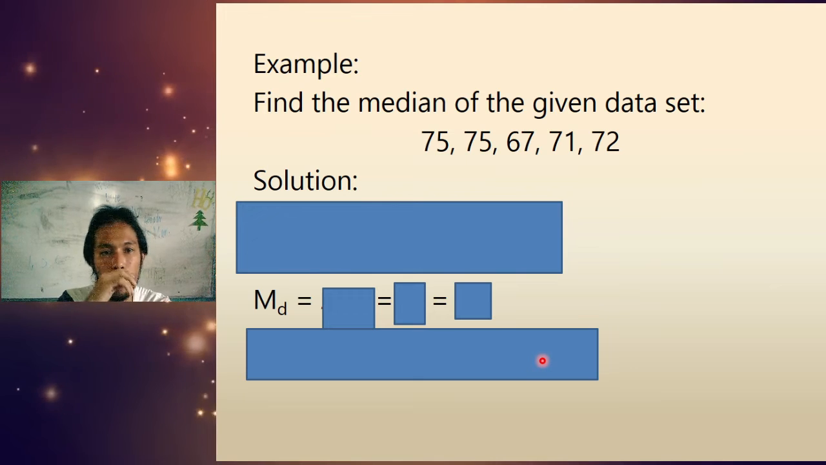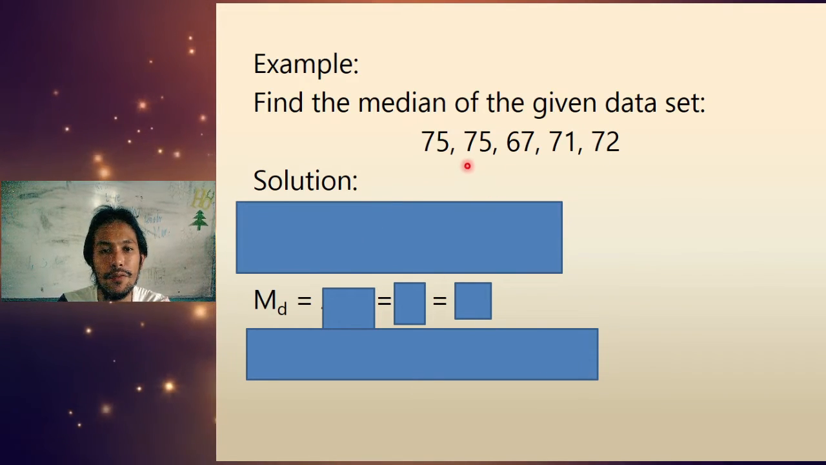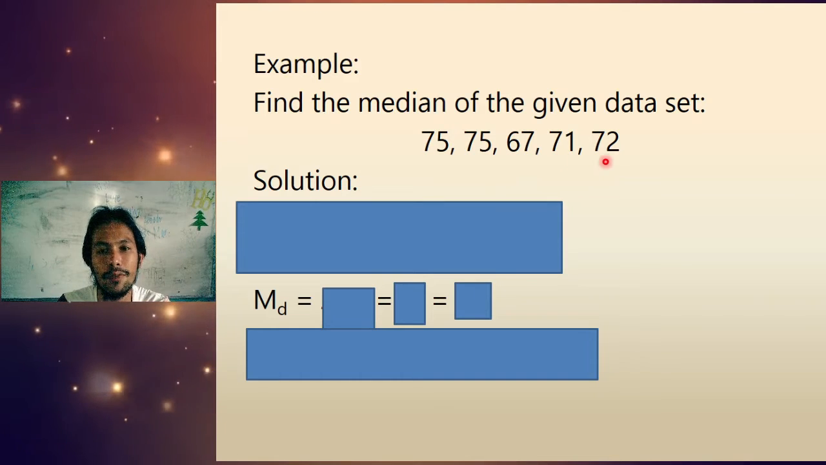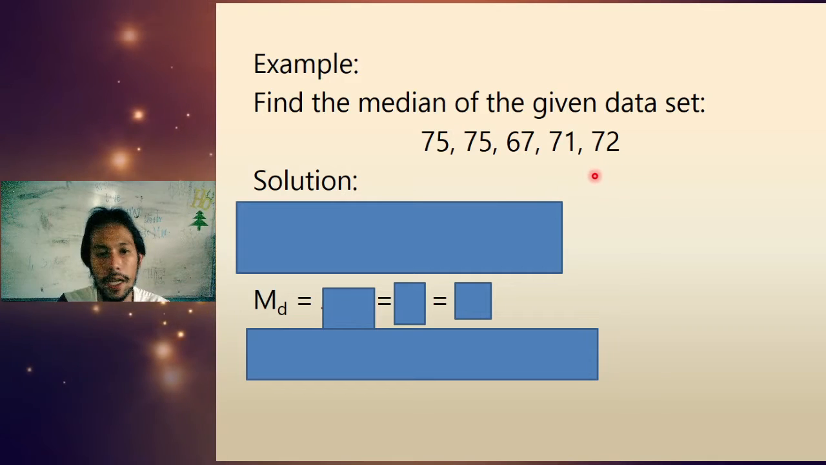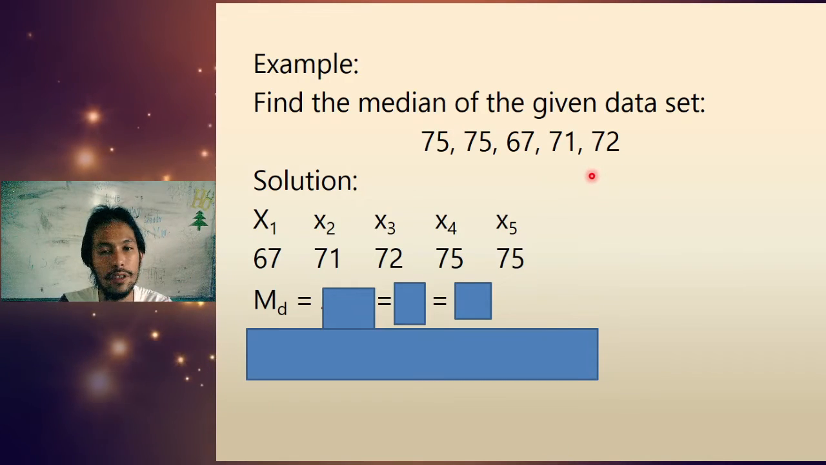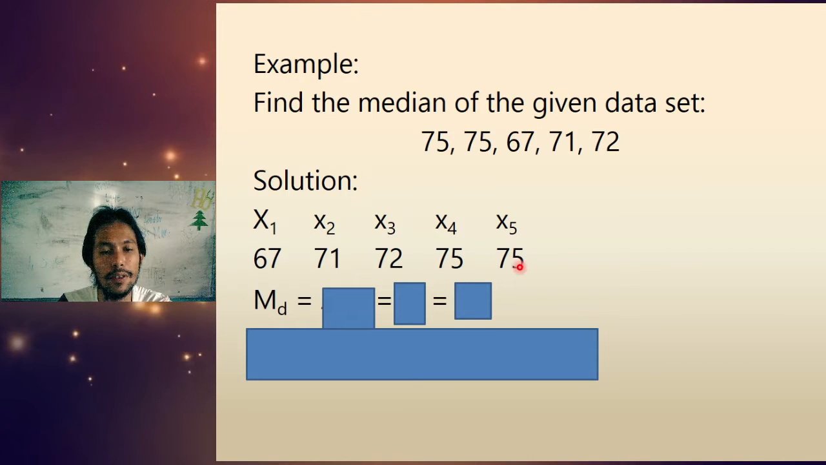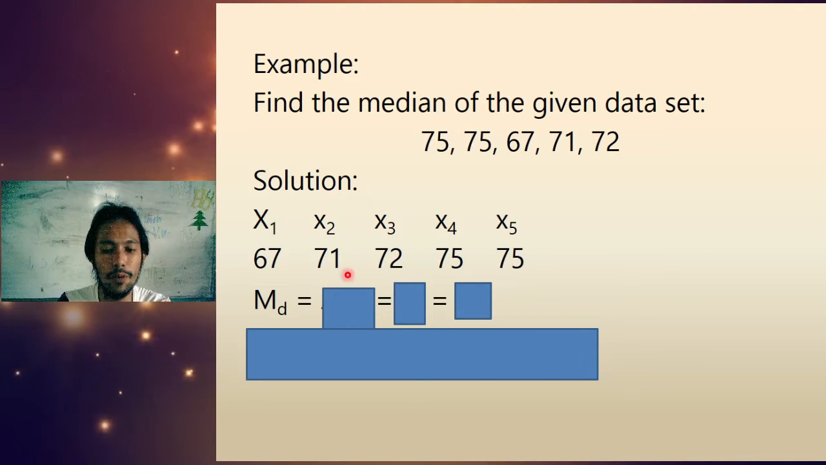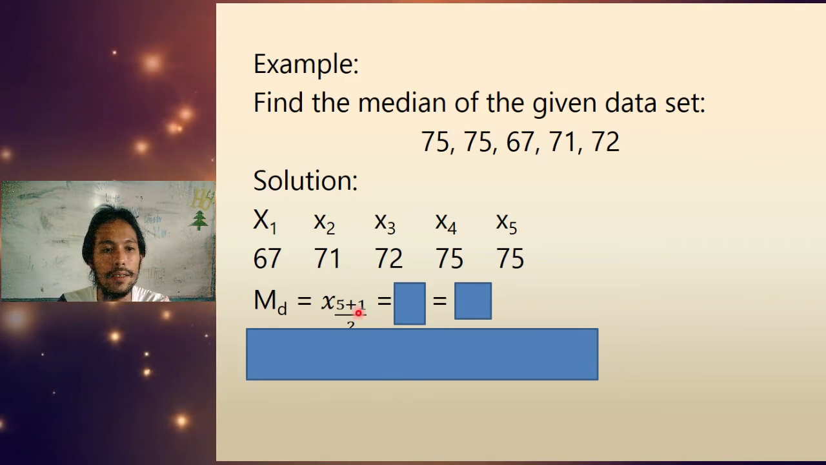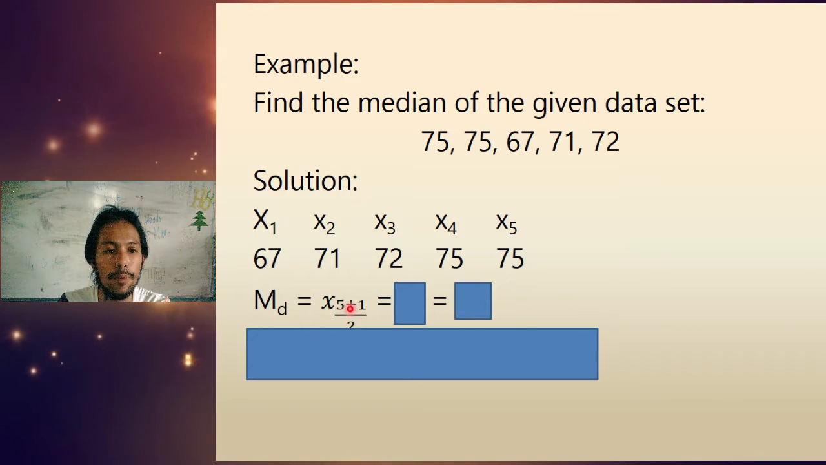Example: find the median of the given data set: 75, 67, 71, 72. Before we start solving, we first arrange it. So it becomes x sub 1 equals 67, 71, 72, 75, and so on. Since n is odd, the formula we will use is x sub n plus 1 over 2, with n equal to 5.